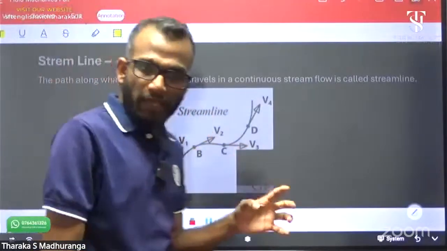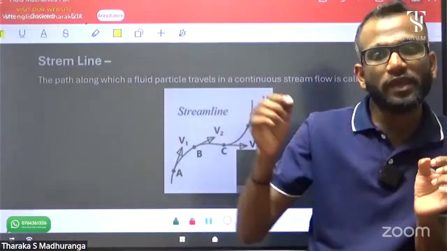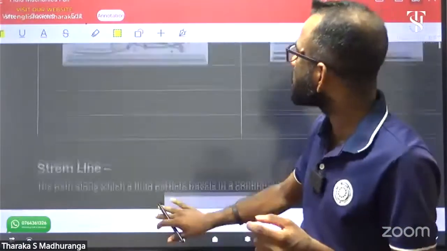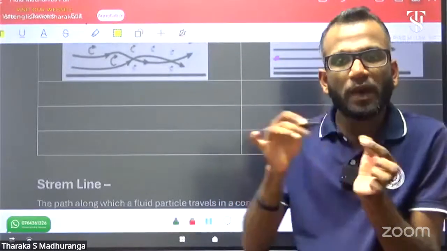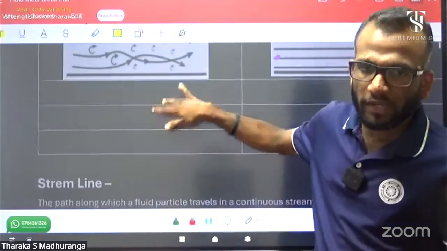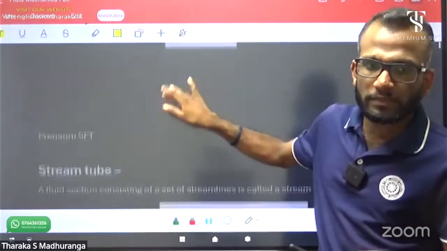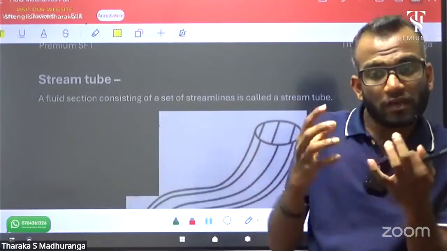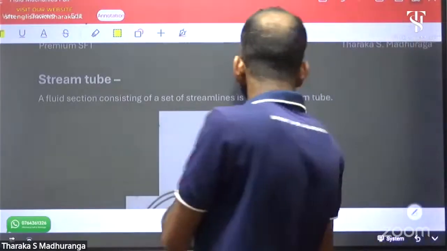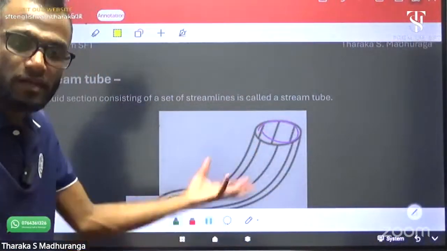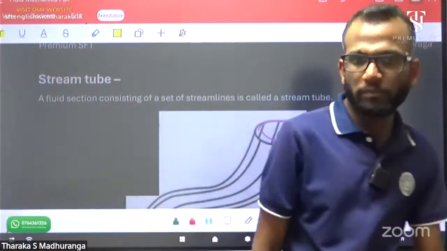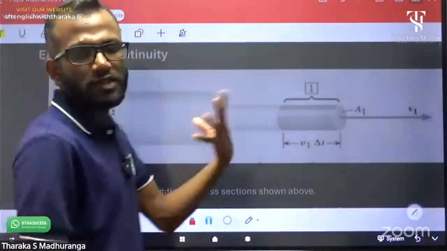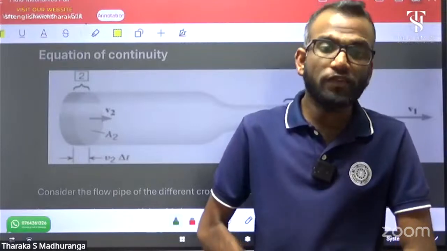Then what is the meaning of streamline? If you take the path of any particle of stream flow, that path we call a streamline. Then what is the meaning of stream tube? A stream tube means if you take a set of streamlines as a pipe, as a tube, it is a set of streamlines we call a stream tube. Then finally we discussed the continuity equation.